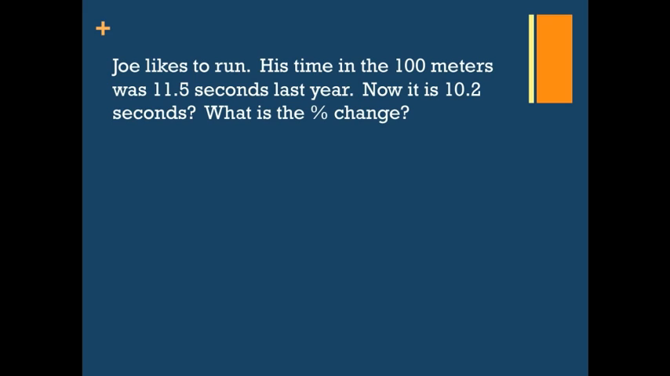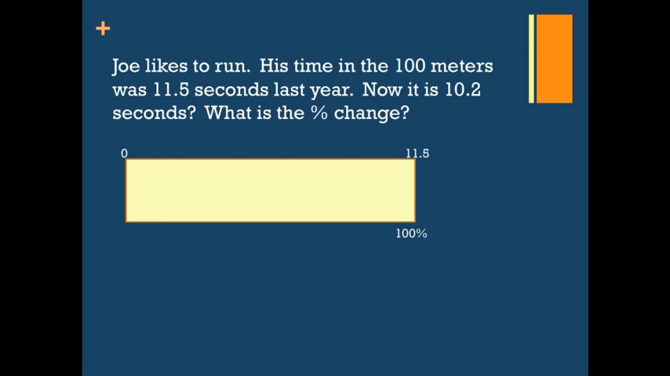Next, we'll take a look at our second example. Joe likes to run. His time in the 100 meters was 11.5 seconds last year. Now it is 10.2 seconds. What is the percent change? Again, we'll do our fraction bar. Notice here we have the original amount. He runs the race in 11.5 seconds, so that's 100%. His new amount is 10.2, so that's actually getting less. So we're going to take that away. So now it's 10.2 over x. So we have our two amounts. 11.5 is 100%, 10.2 is the new percentage.